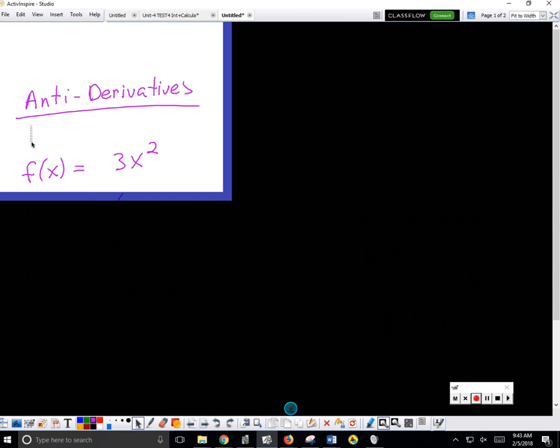Let's call capital F the other function. So this is why it's important to keep capital and small f separate. Let's say capital F is the function x cubed plus 8. Well, if you take the derivative of capital F, you get small f. This is the same thing as capital F's derivative.